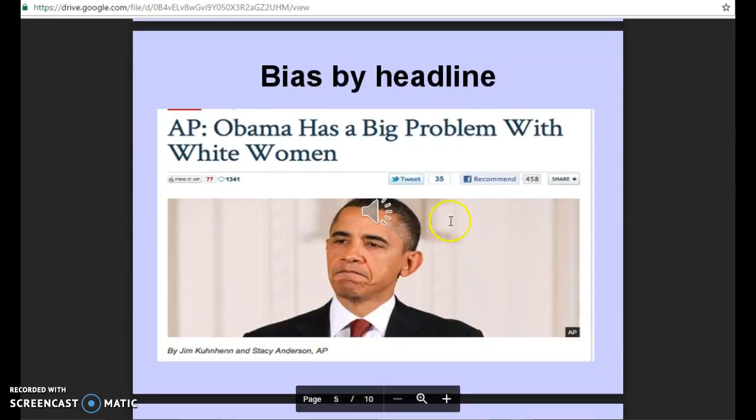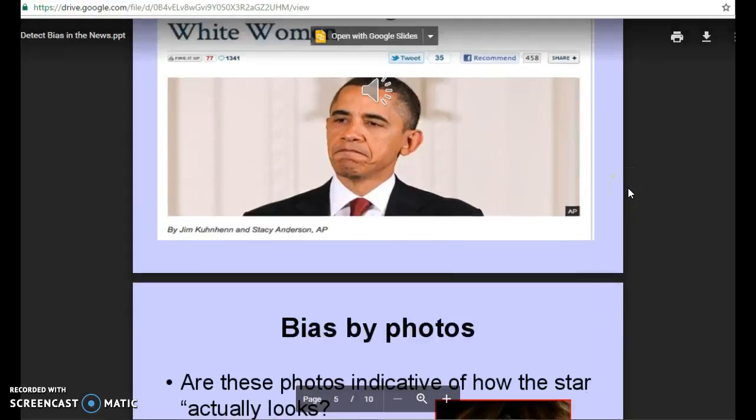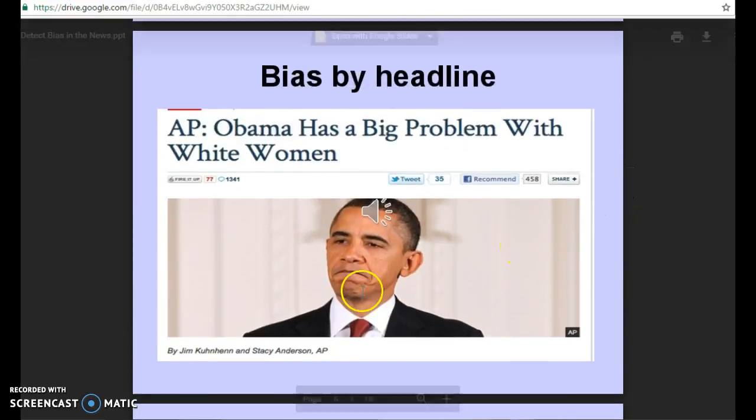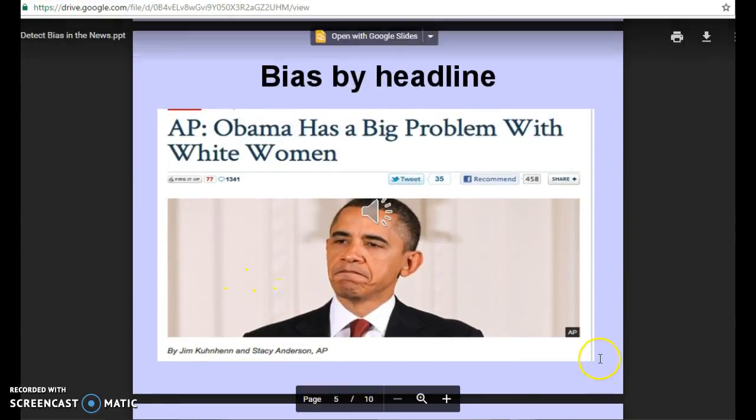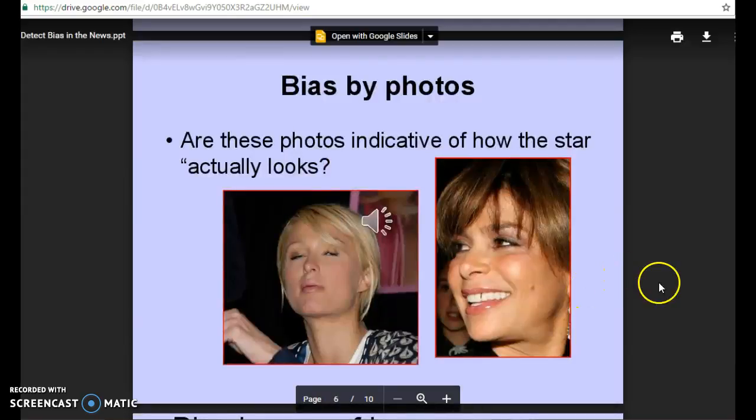Bias by headline. Obama has a big problem with white people, or white women, sorry. This is pretty self-explanatory. It's when a headline is really used to create a negative or positive picture in the reader's perception.